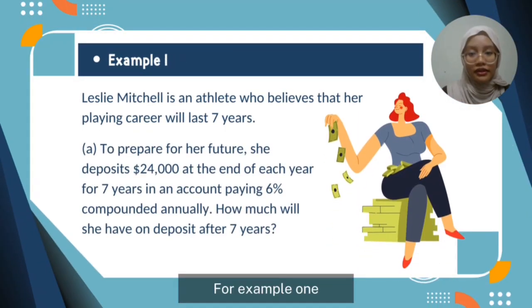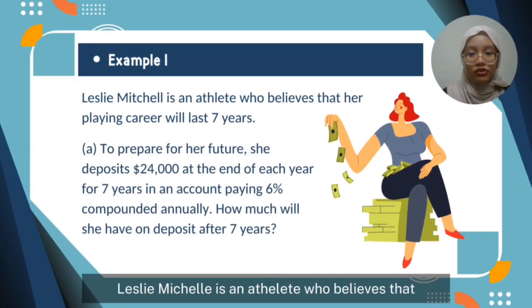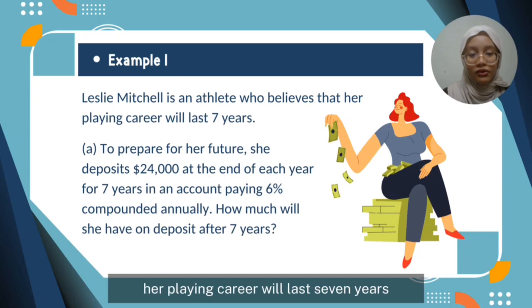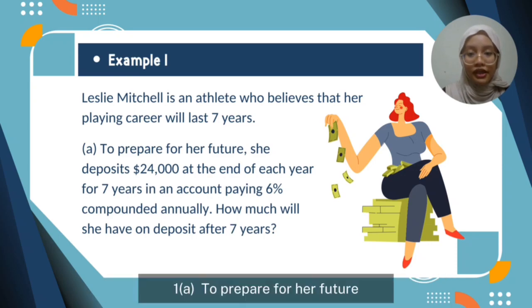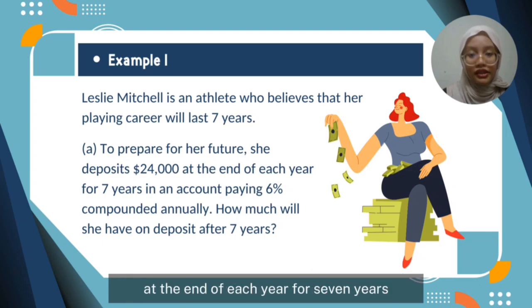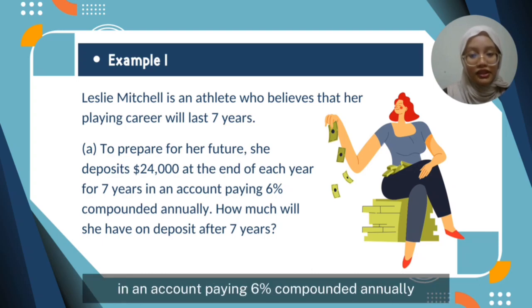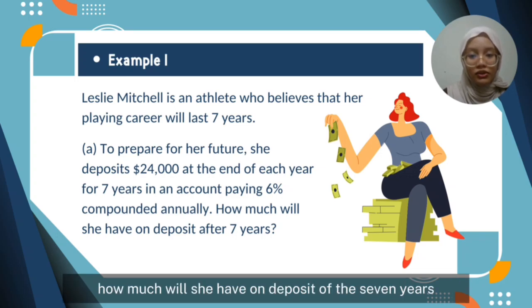For example 1, Leslie Michelle is an athlete who believes that her playing career will last 7 years. 1a. To prepare for her future, she deposits $24,000 at the end of each year for 7 years in an account paying 6% compounded annually. How much will she have on deposit after 7 years?